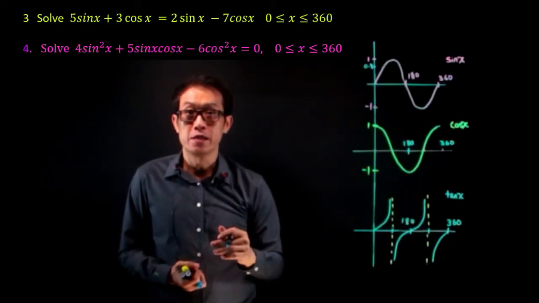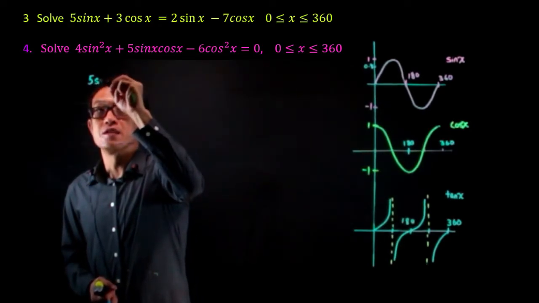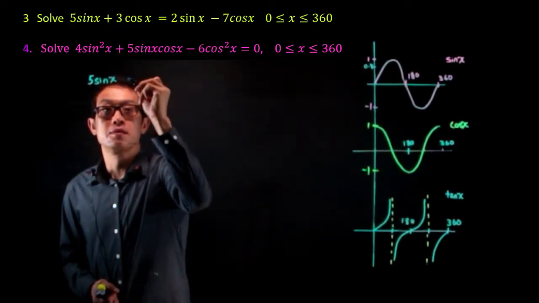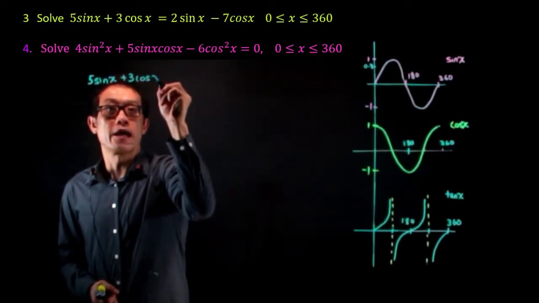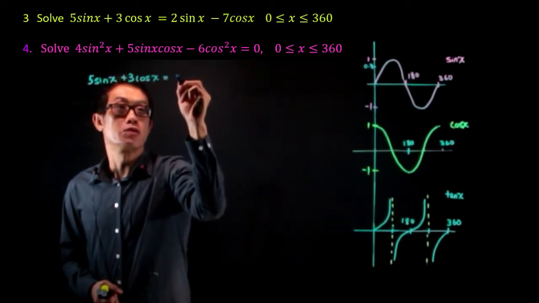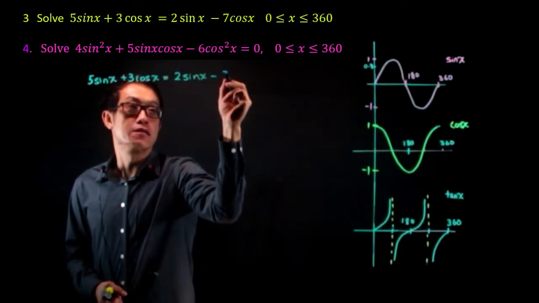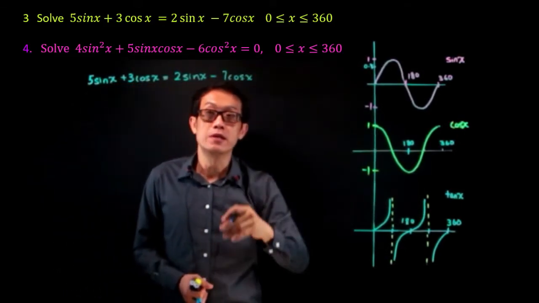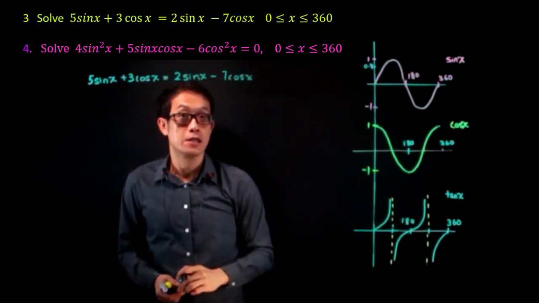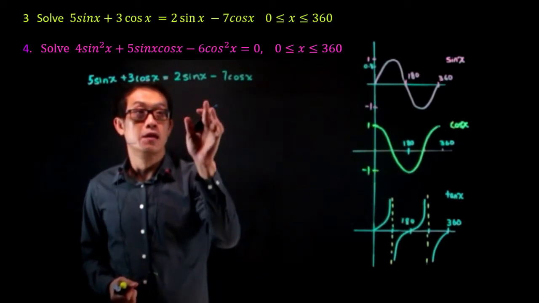Question number 3. In question number 3, you are given 5 sine x plus 3 cos x equals 2 sine x minus 7 cos x. Now x is between 0 and 360, and you are asked to find the value of x.